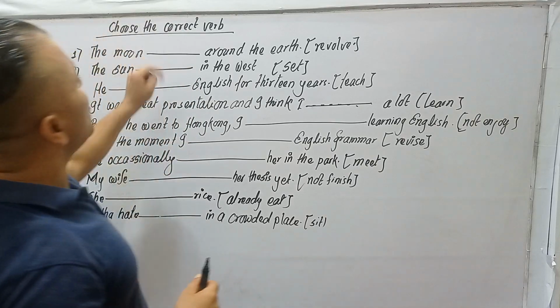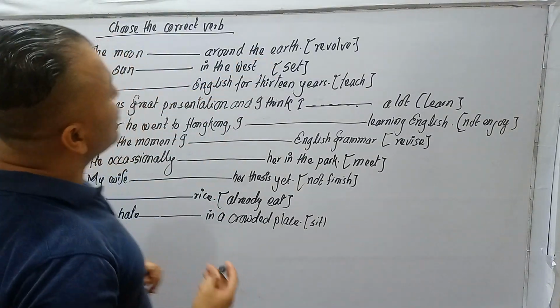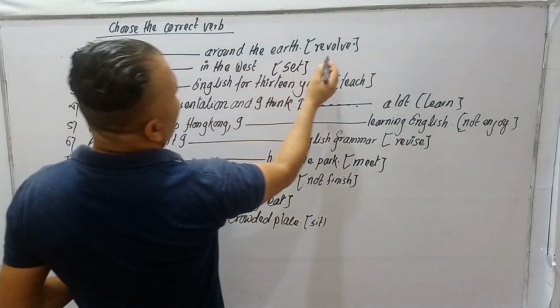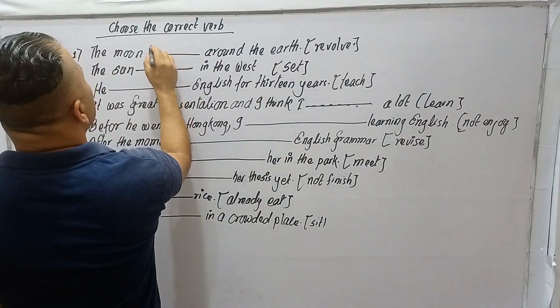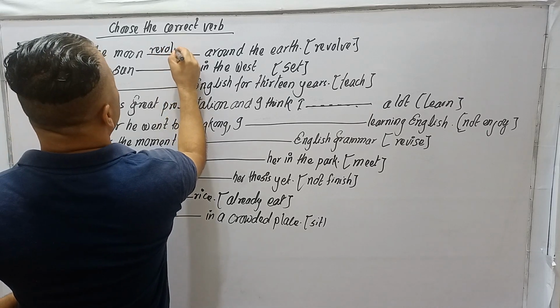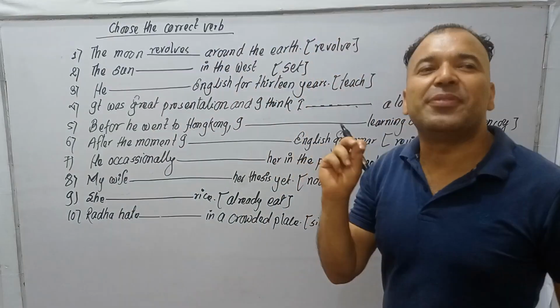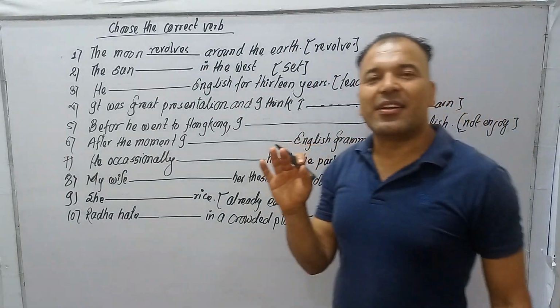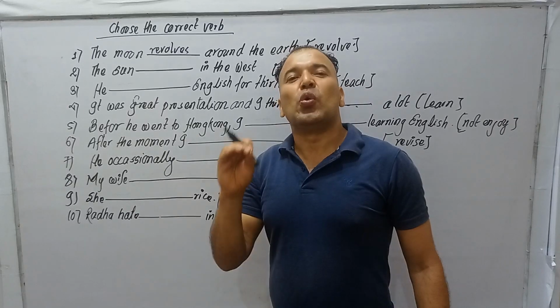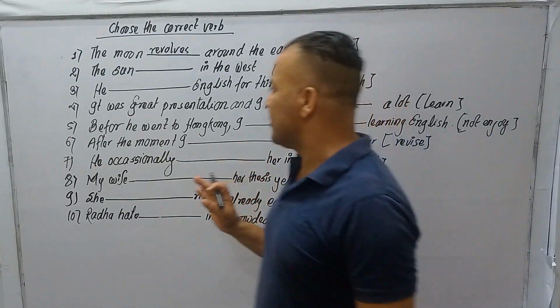The moon revolves around the earth. Why is it revolves? It is a universal truth, or general truth. We have to use simple present tense.